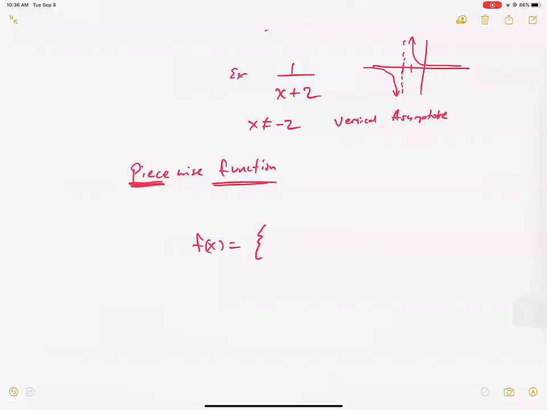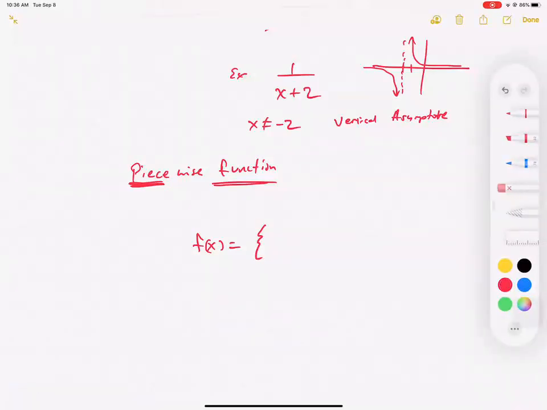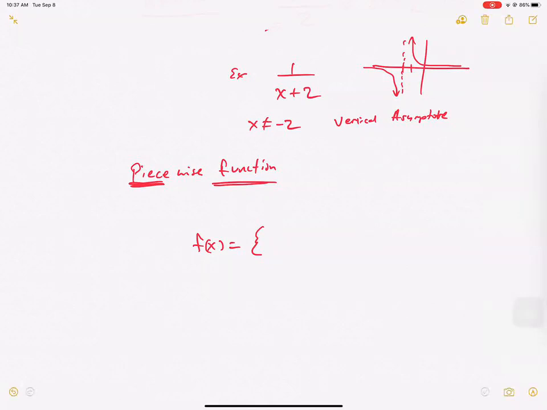Okay, so we have f of x equal to, and you draw this little bracket, right? That's what we call it, it's a bracket. Sometimes it looks like, you know, depending on how you want to draw it. And we're going to separate this into two different graphs. Let's say 2x and negative x plus 1. And we're going to say when x equals 1. So x is greater than or equal to 1, and x is less than 1.